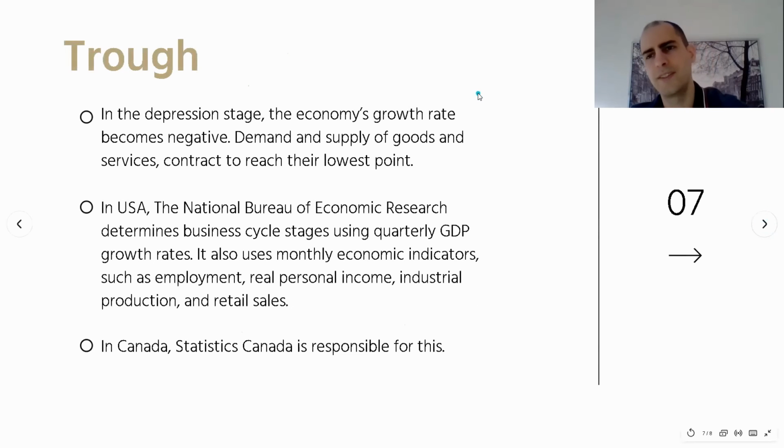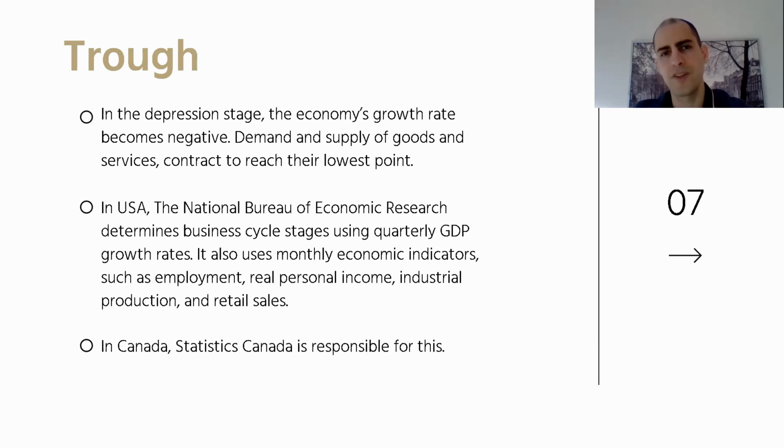Once you've hit the recession and you're coming to the very bottom, the trough, basically you're in this depression stage where the economy growth rate becomes negative. At this point, demand and supply of goods and services reach their lowest point. Now, in the USA, the National Bureau of Economic Research determines the business cycle stages, and they use quarterly GDP growth rates to identify that. It also uses monthly economic indicators such as employment, real personal income, industrial production, retail sales.